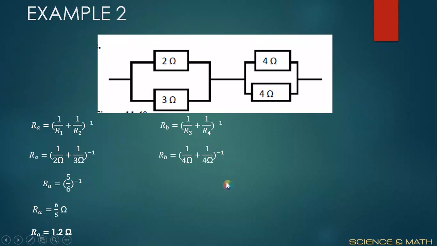When you do that, you get 1 over 4 ohms plus 1 over 4 ohms, raised to the negative 1. Now when we have a common denominator, we just copy it and add the numbers on top. So you get the same 4 on the bottom, and when you add 1 plus 1, you get 2. So RB is 2 over 4. Or you can just say quarter plus quarter is half, right? So 2 over 4 is the same as half.